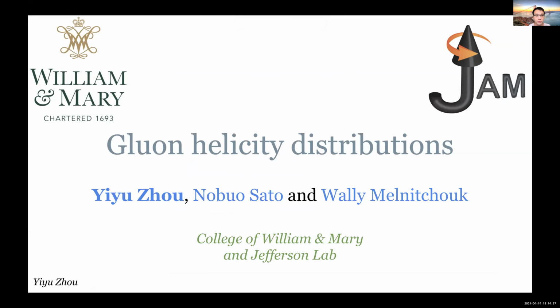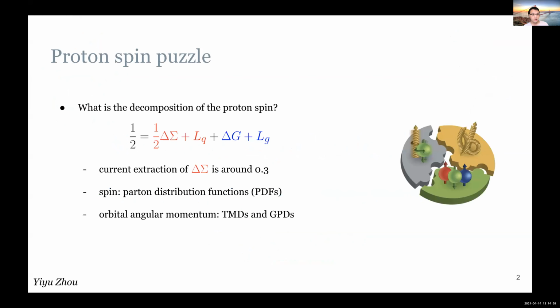This is Yiyu Zhou from College of William and Mary, and I work with Nobuo Sato and Wally Melnitchouk from the Jefferson Lab Angular Momentum Collaboration, which is also known as JAM. My topic today is gluon helicity distributions in protons. Okay, so motivation. Of course, we want to understand this proton spin puzzle, which we know that the quark spin does not account for all of the proton spin. So we want to understand the other parts that could contribute.